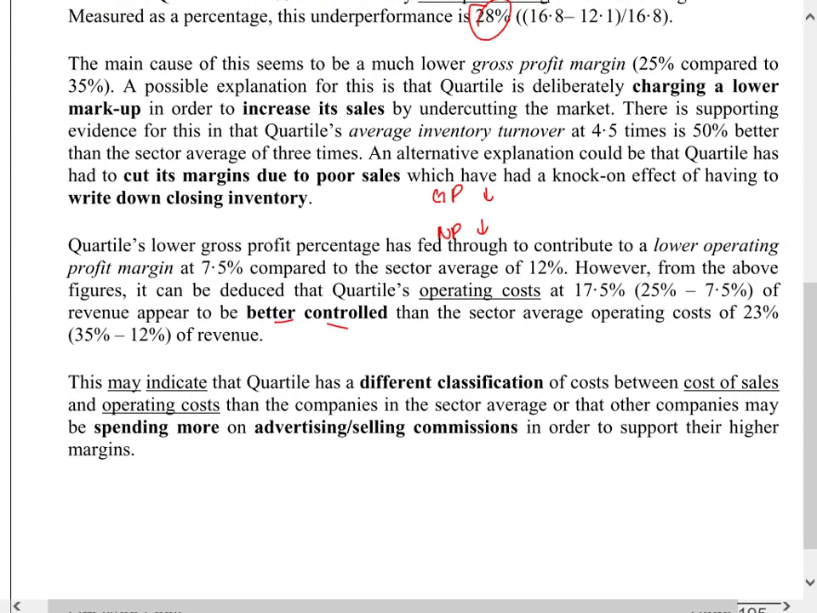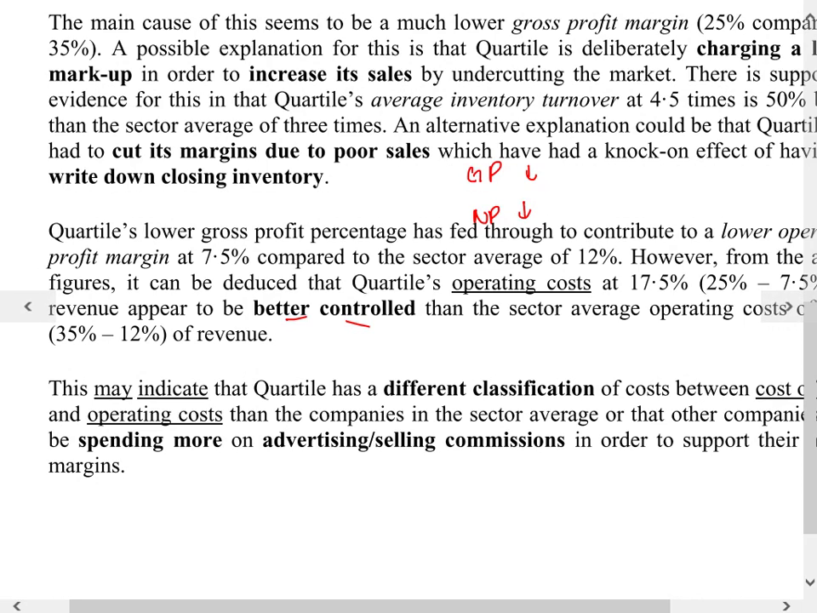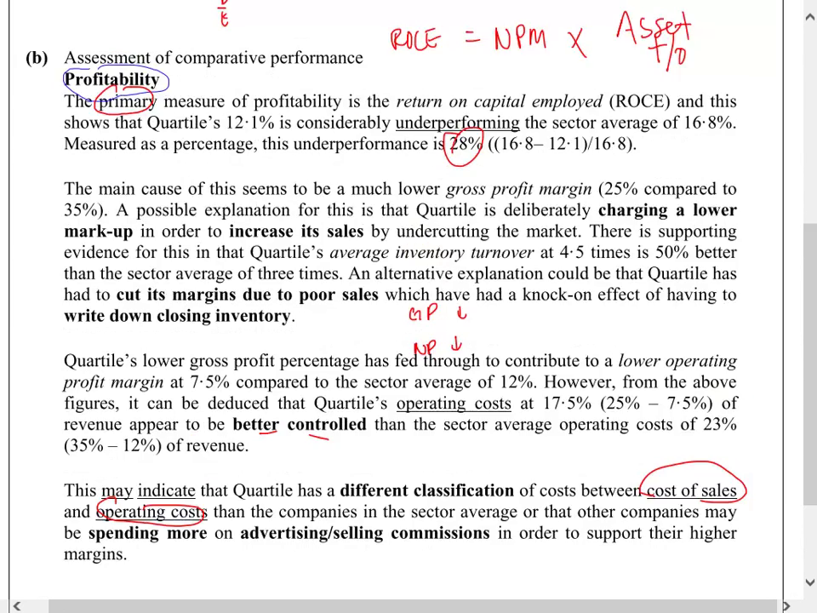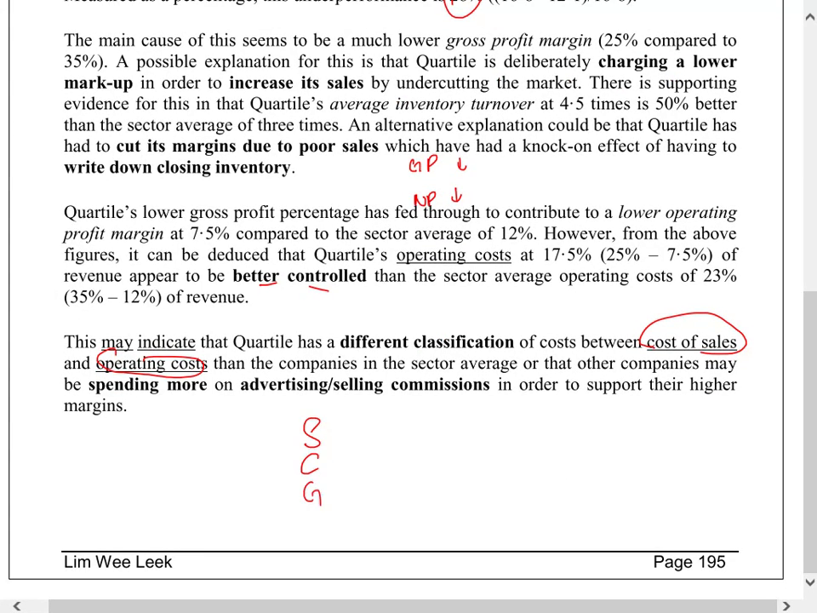Last paragraph, probably we didn't mention this. This may indicate that Quartile has a different classification of costs between cost of sales as well as operating costs. Meaning, we have sales, cost of sales, GP margin, and expenses. If we had expenses of 1,000, and then net profit. So for classification of expenses, if we do not follow exactly the standard presentation, maybe we incurred wages. So do we put it under expenses or do we put it under cost of sales? Okay, if you put it under cost of sales, what happened to the GP margin?